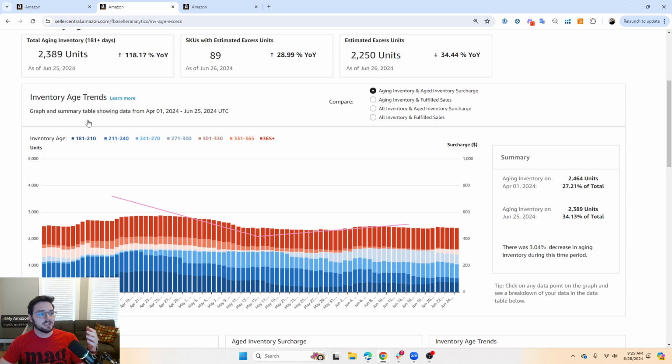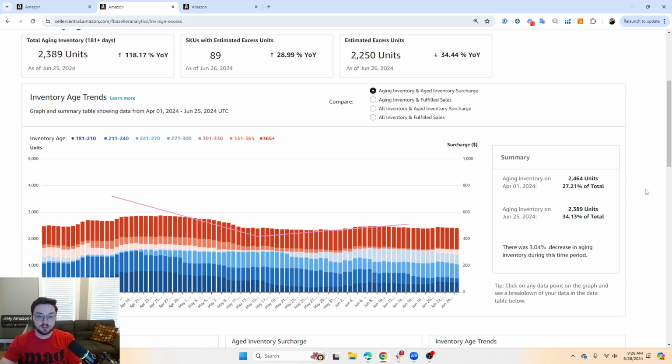Next, this is one of the more interesting ones, the inventory age trends. So you can see this is going all the way back a couple of months here, just for April 1st, but it gives us a breakdown of our overall inventory in the FBA warehouse, where we are actually standing from an age standpoint.